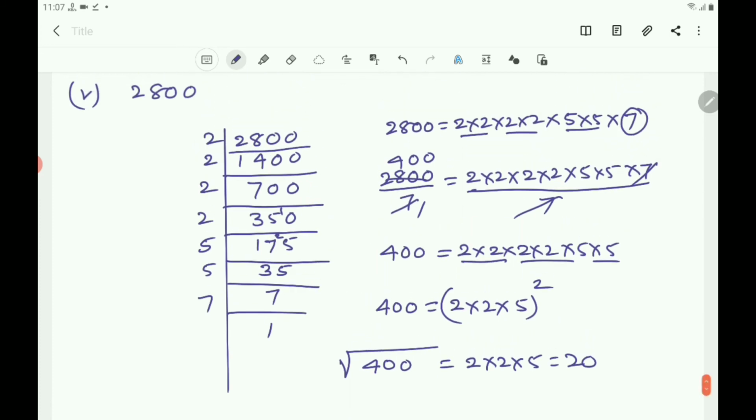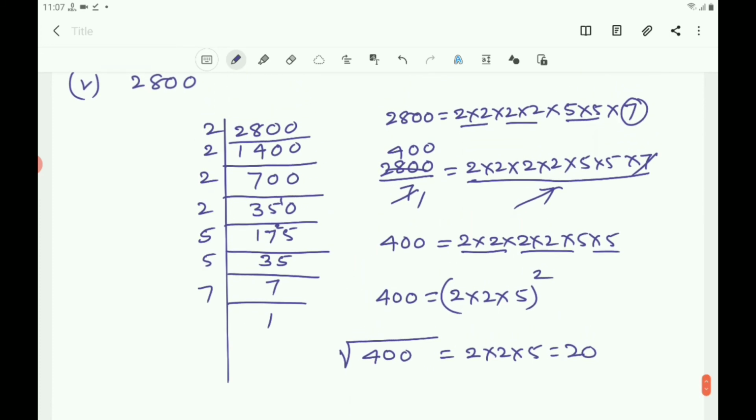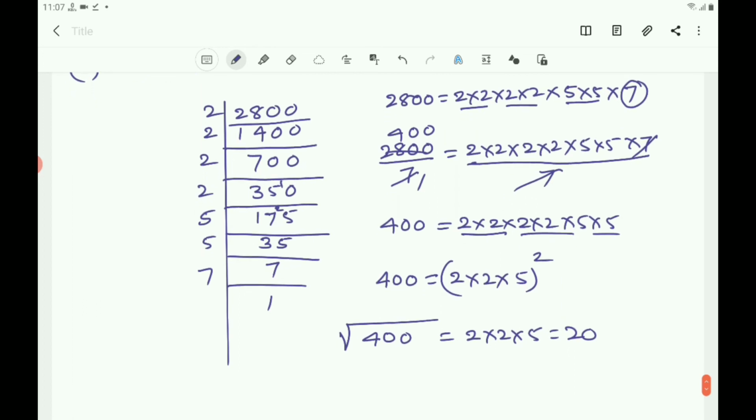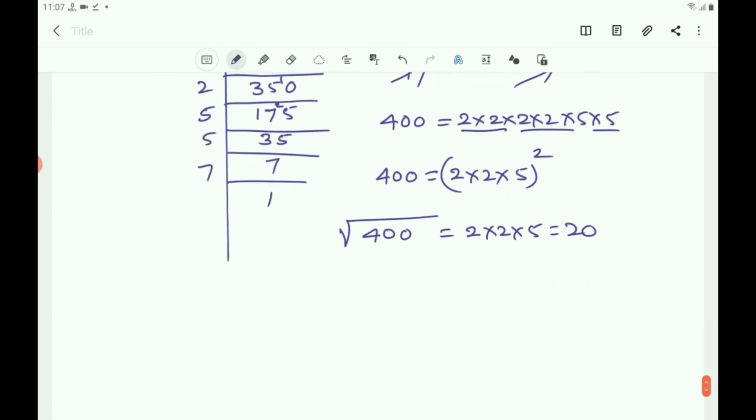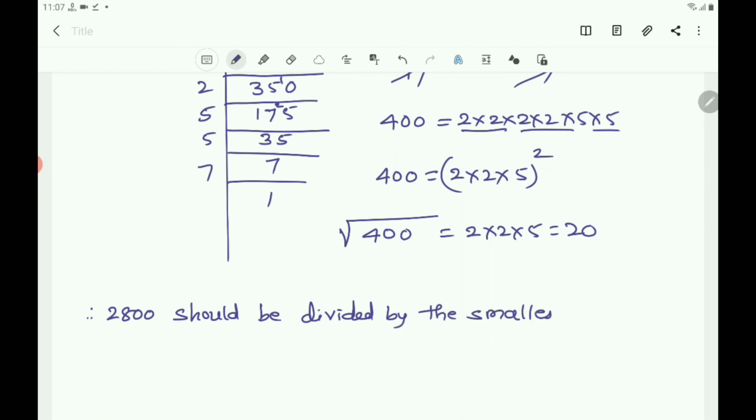So 2800 should be divided by the smallest whole number 7 to make it a perfect square.